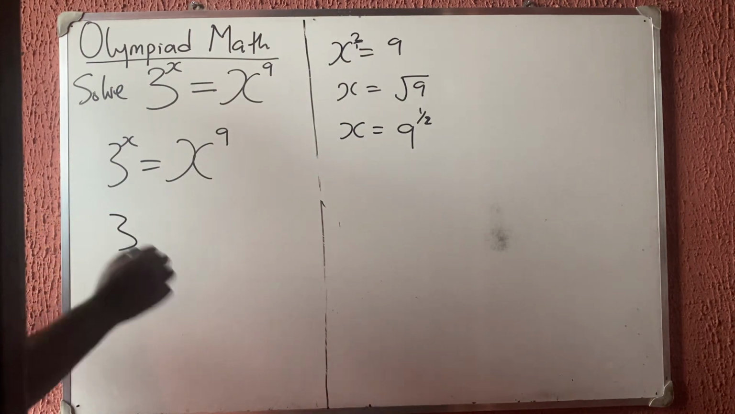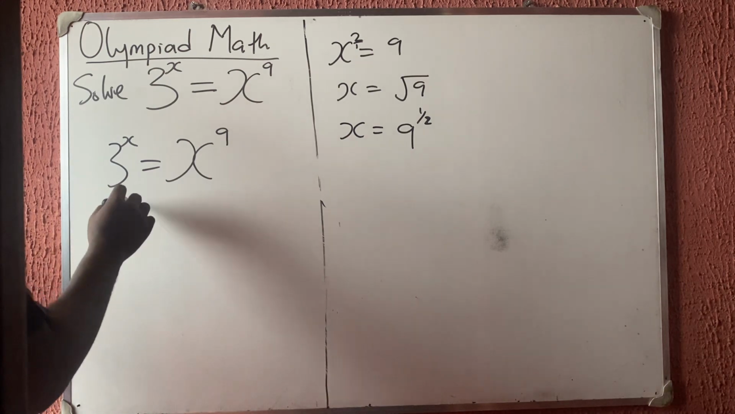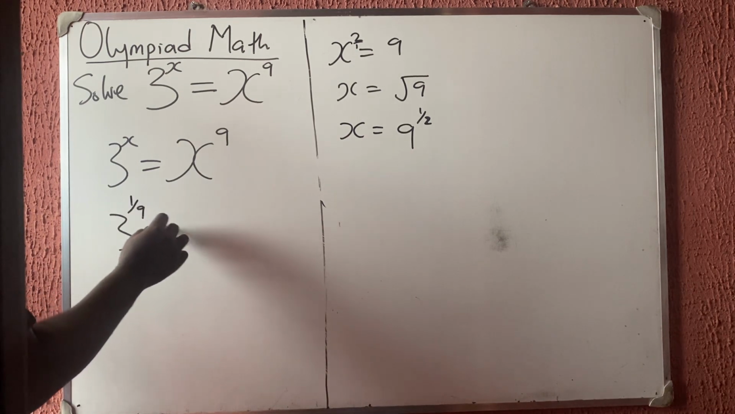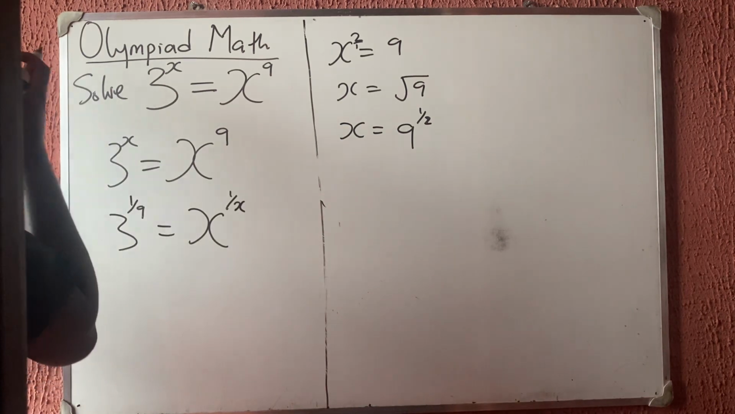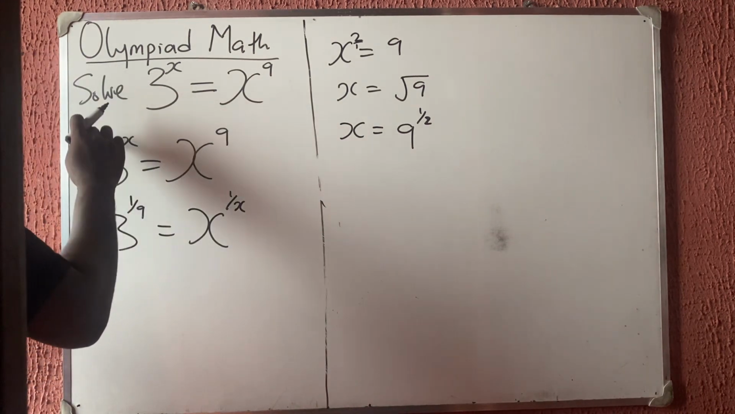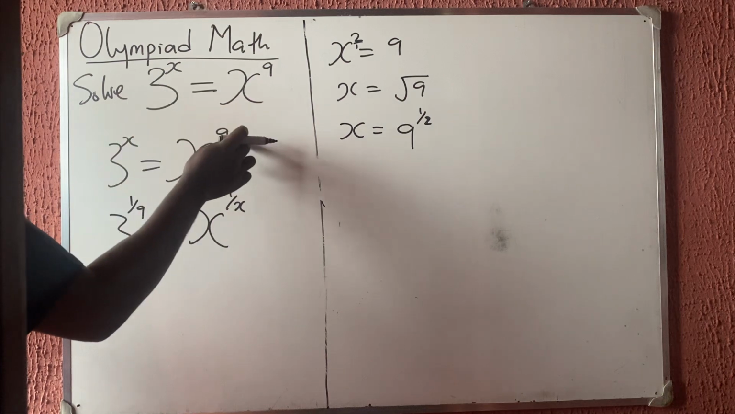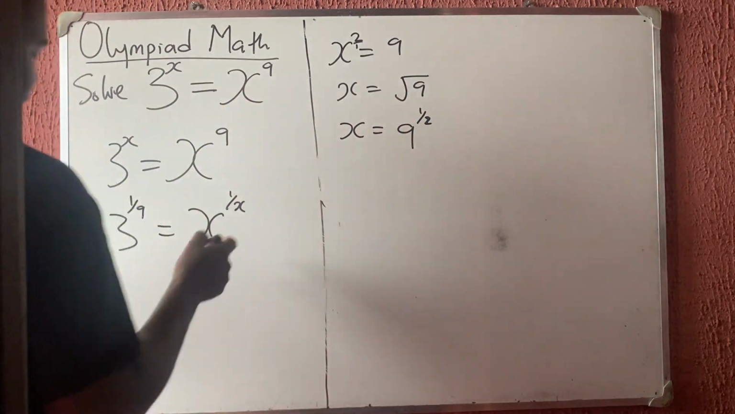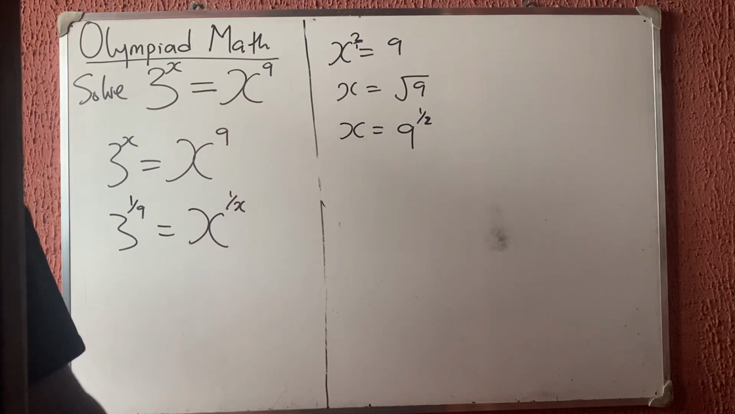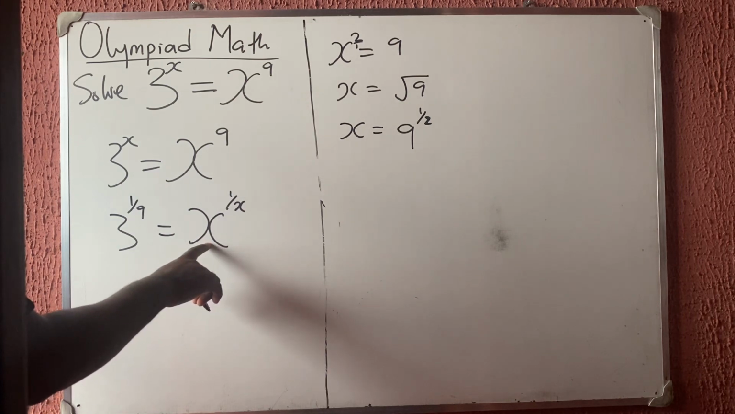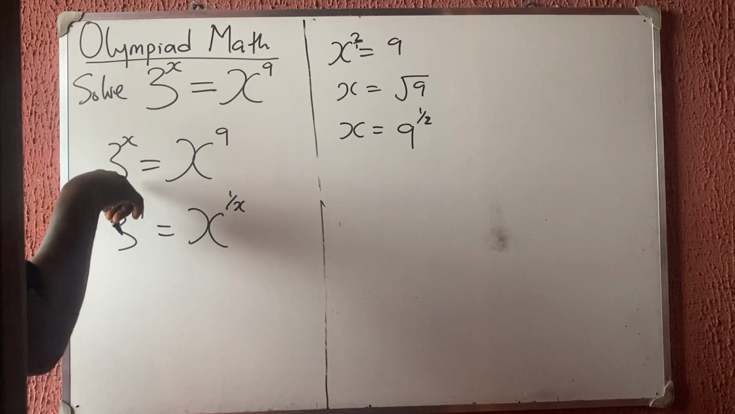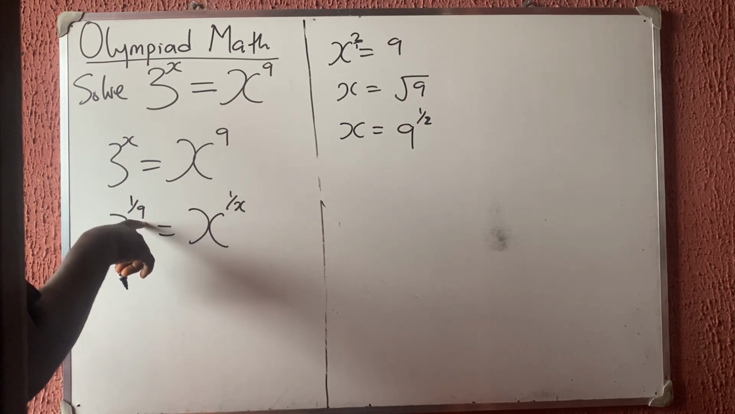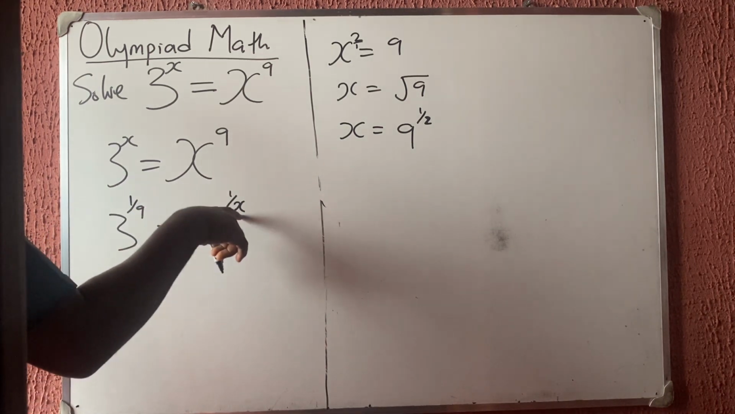So this is 3 raised to power 1 over 9, while this one will now be x raised to power 1 over x. Okay, so the 9 came to this side and the x went to this side, becomes inverse of them. So the next thing we have to do is, now I have x raised to power 1 over x. Now I need something that will be raised to power 1 over that same thing, because this is x raised to power 1 over the same x.